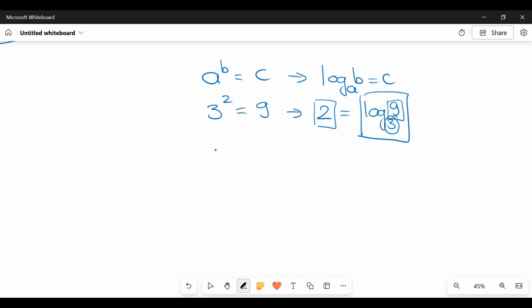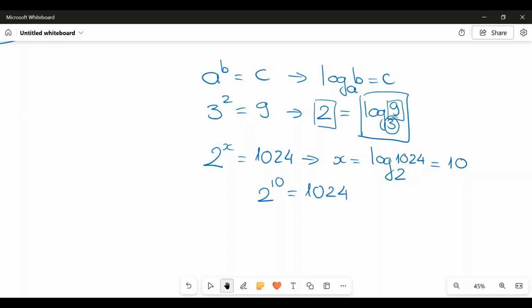Another example for this, let's do this question with me. 2 to the power of x equals 1024. So what you want to find is the exponent, right? Whenever you want to find the exponent, we have to apply what? Log. So x equals log. The base over here is 2. I write it down here. And 1024 is the result. So log base 2 of 1024, use a calculator, it's going to give you 10. So this number 10 means the exponent of number 2, and 2 to the power of 10 equals 1024. Is it clear?